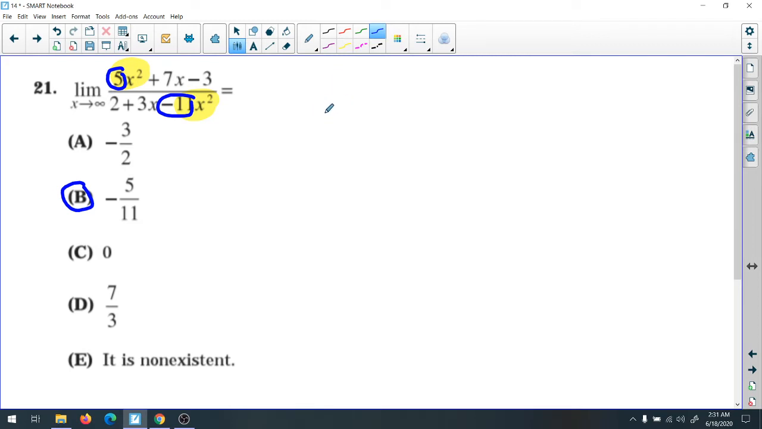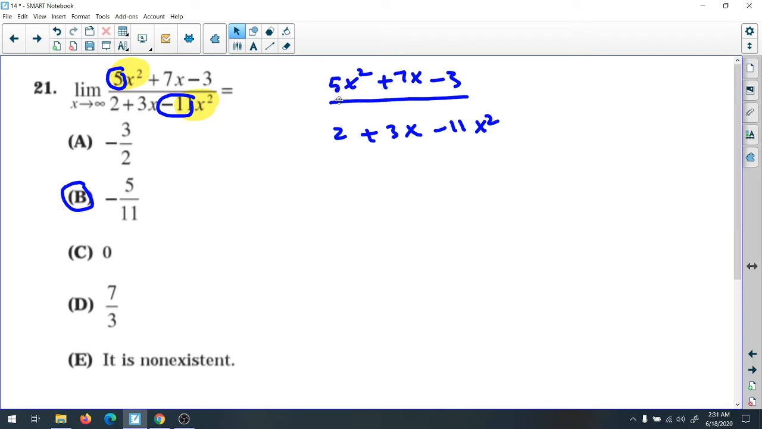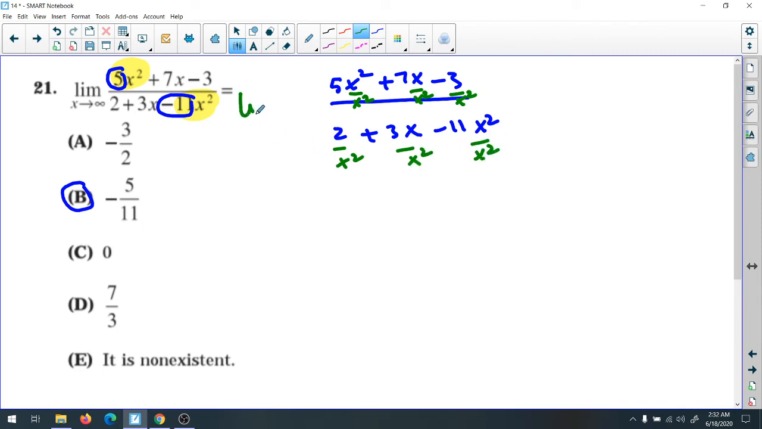Now, explaining that: if they ask you to show detail in a free response question rather than multiple choice, you type the function, 5x squared plus 7x minus 3, divided by 2 plus 3x minus 11x squared. What we could do here is divide all terms by the maximum exponent. Divide each term by x squared. That's the limit when x approaches infinity.